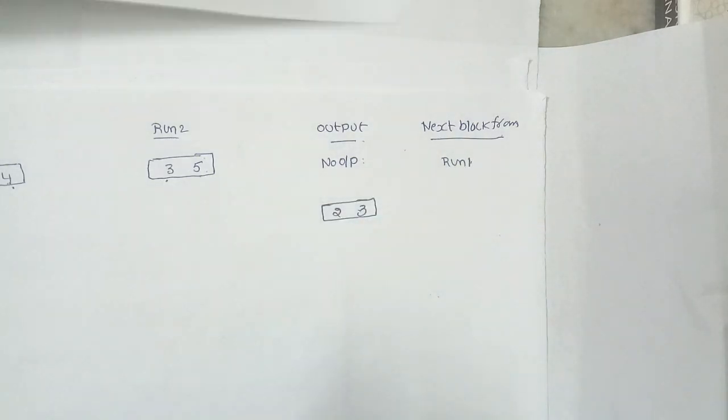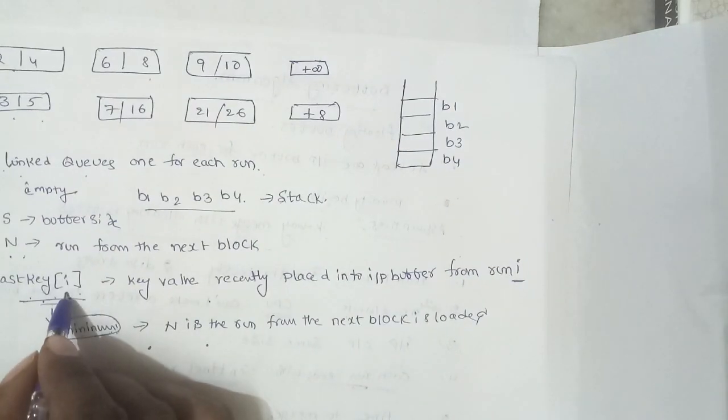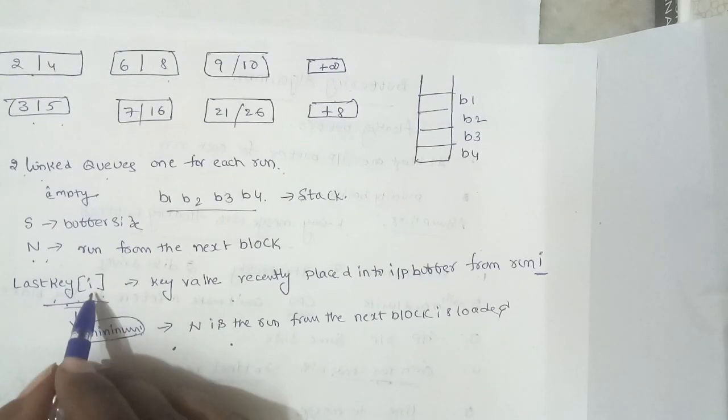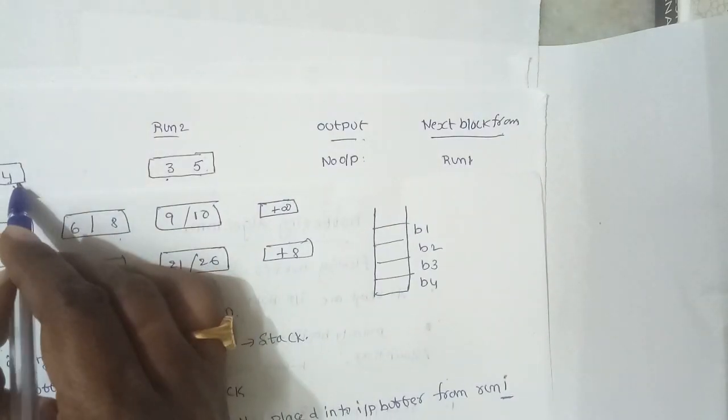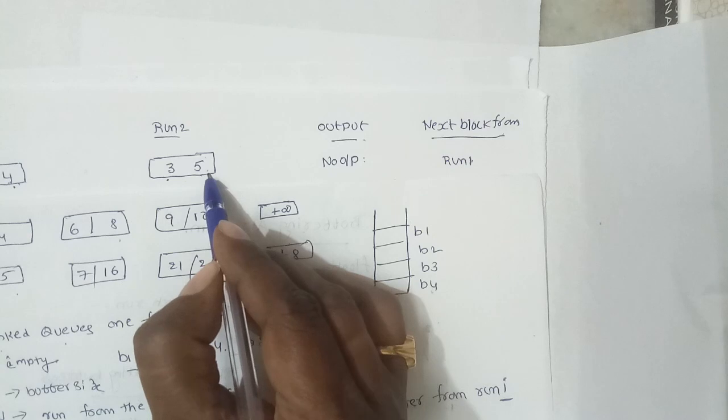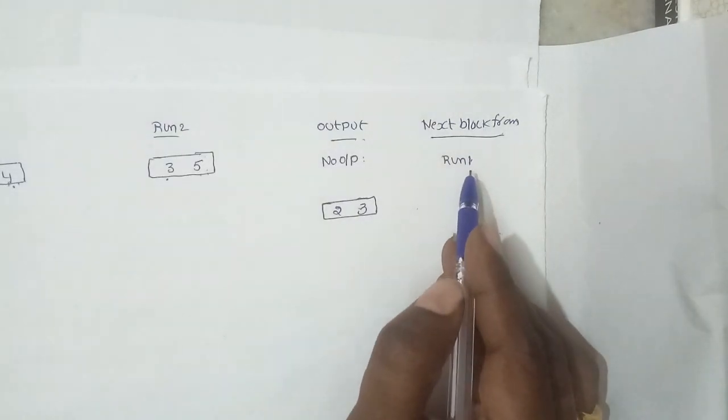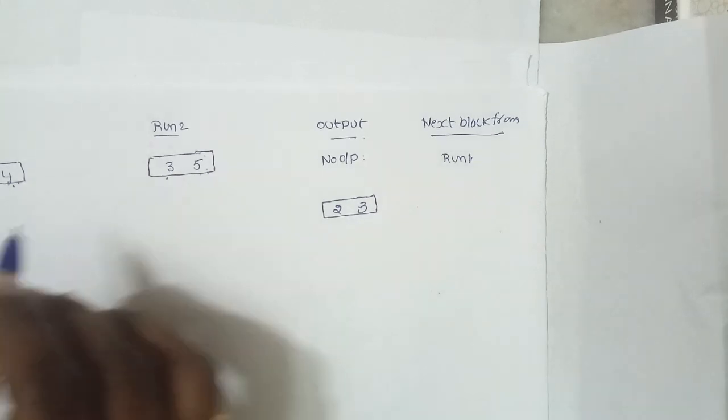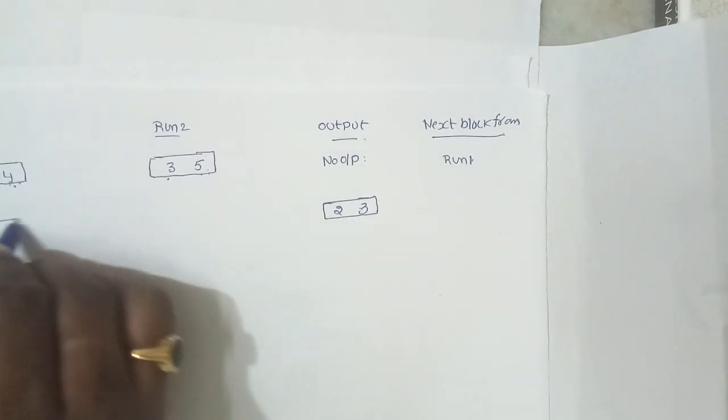You got it? Here, the last key of I specifies the last value read from run 1 is 4, from run 2 is 5, and the minimum value is 4. So in the next step we are reading from run 1.